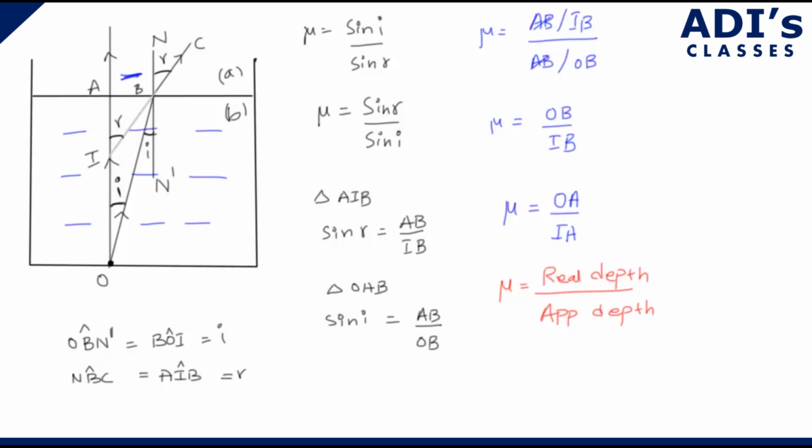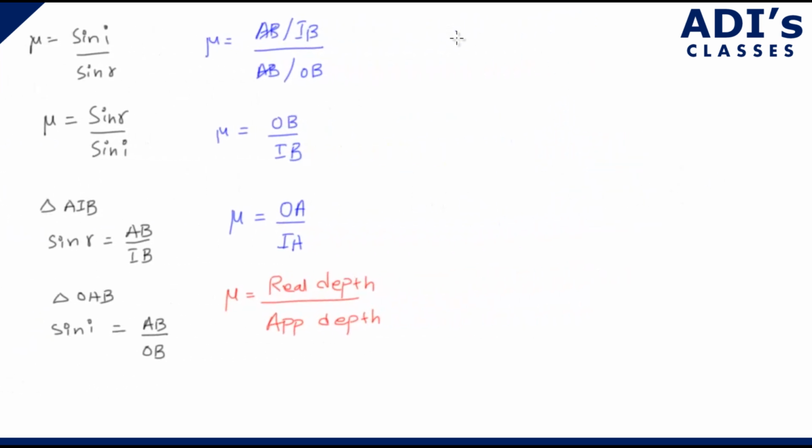Once we have the refractive index, we try to find the normal shift, correct? Now what is the normal shift? OI is the normal shift. That is nothing but OA minus AI. So let's say D is the normal shift. D is equal to OA minus AI. Now we take OA outside as common, so we have 1 minus AI divided by OA.